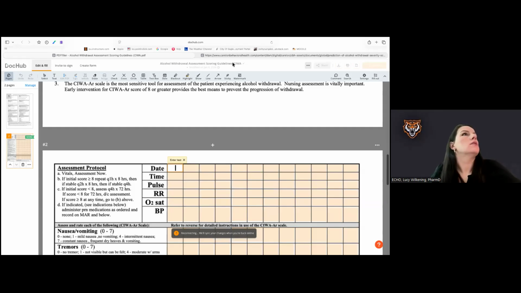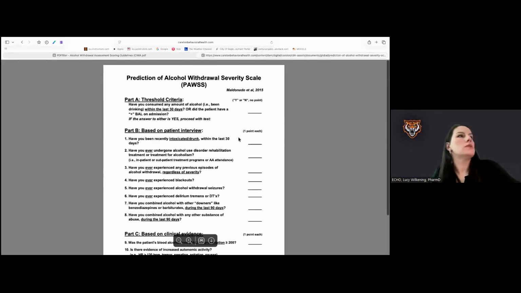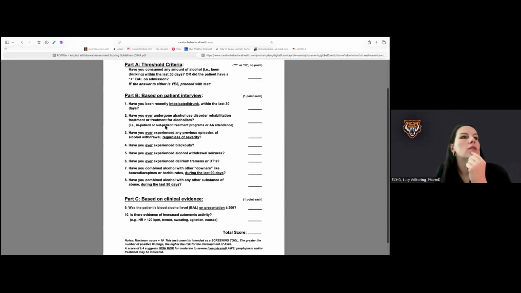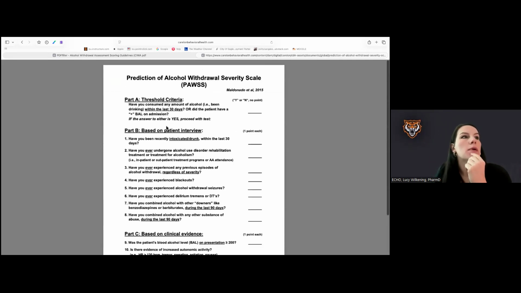Let's take a look. So this is what this looks like. So the PAUSE is a quick screener. Can everybody see the screener okay? Great. Okay. And it's just a quick screen where there's a max score of 10. And you can see the questions that you go through.